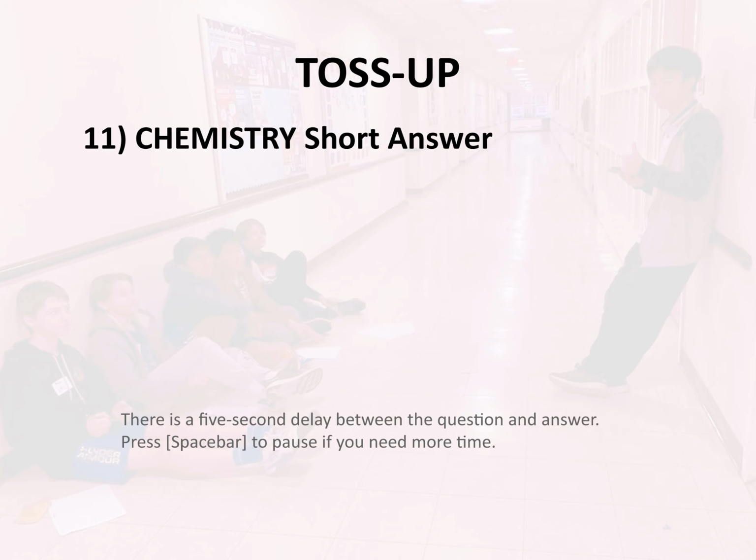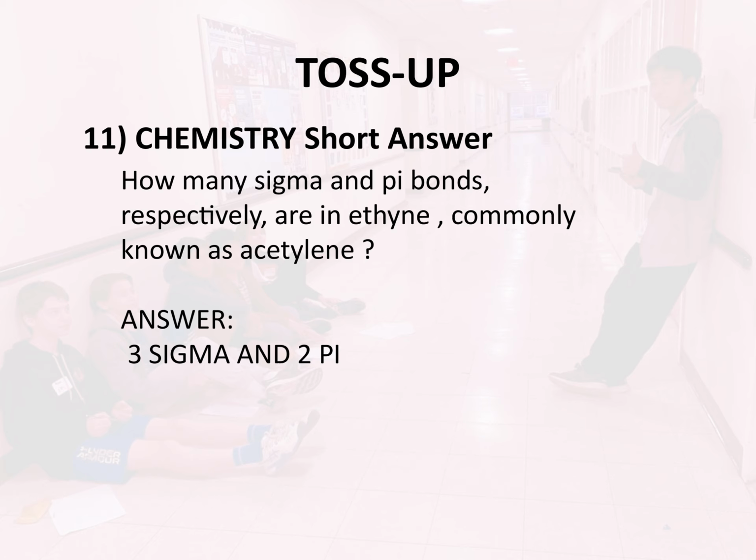Toss-up 11. Chemistry. Short answer. How many sigma and pi bonds, respectively, are in ethene, commonly known as acetylene? Answer, 3 sigma and 2 pi.